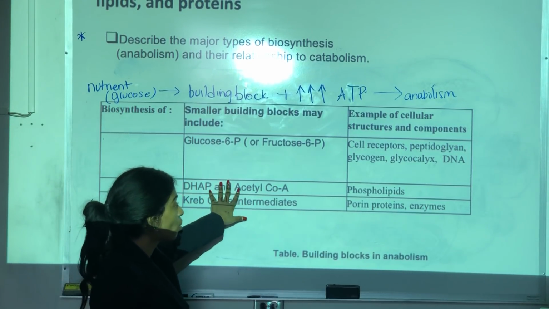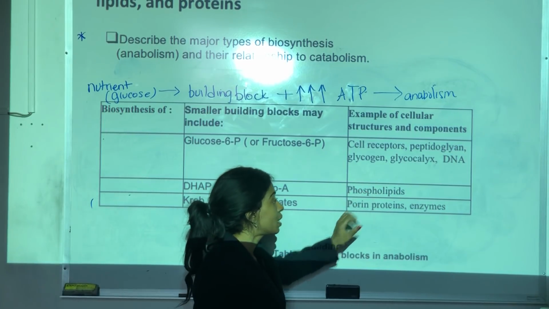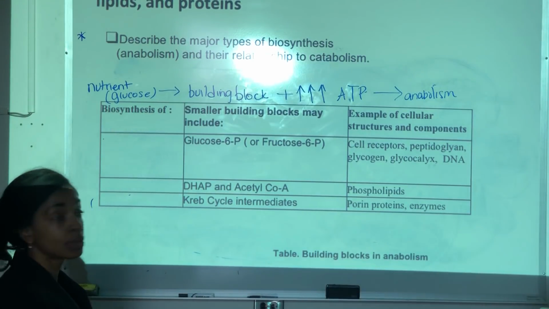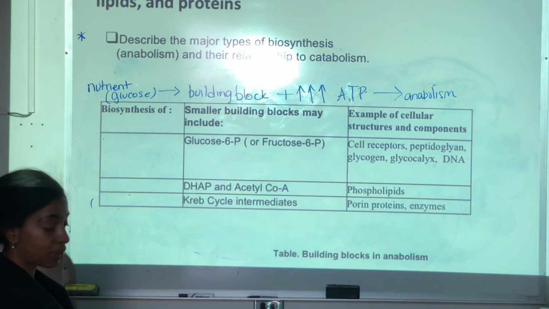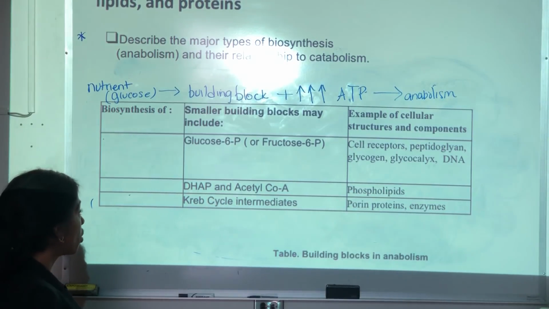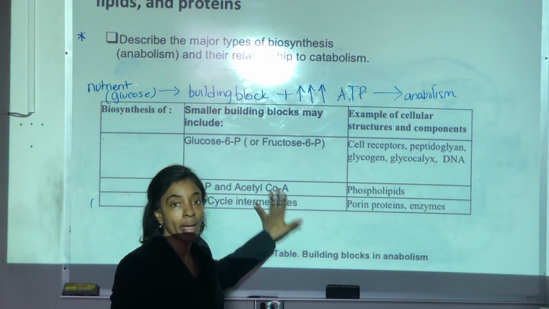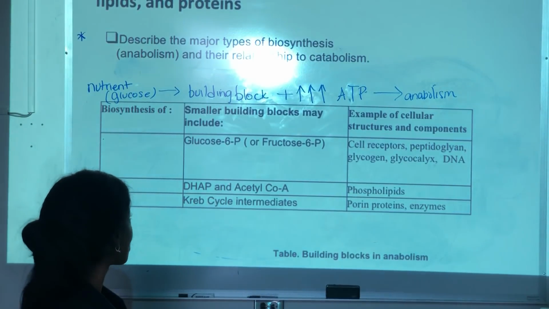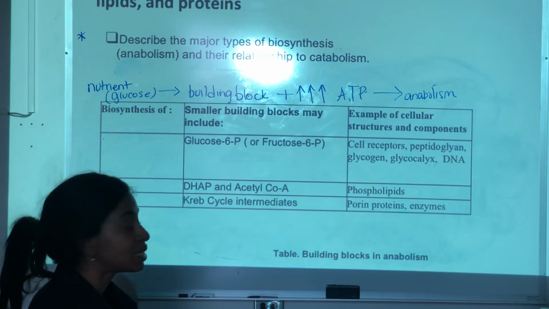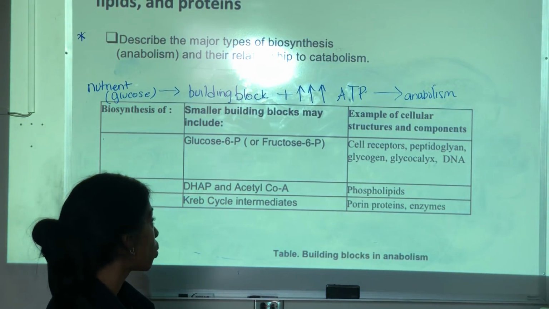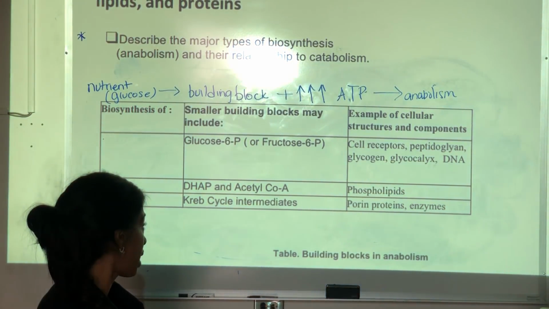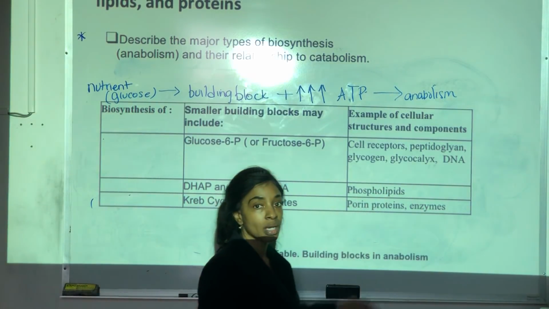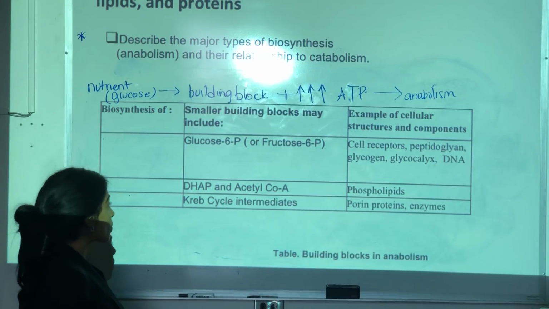DHAP and acetyl-CoA, those building blocks are needed to make phospholipids. You can get them from breaking down your lipids, but you can also get DHAP and acetyl-CoA from breaking down sugars, right? If we talk about glucose catabolism, we saw that DHAP and acetyl-CoA were two building blocks that were made. And we can use that to make lipids that will become part of the cell membrane.